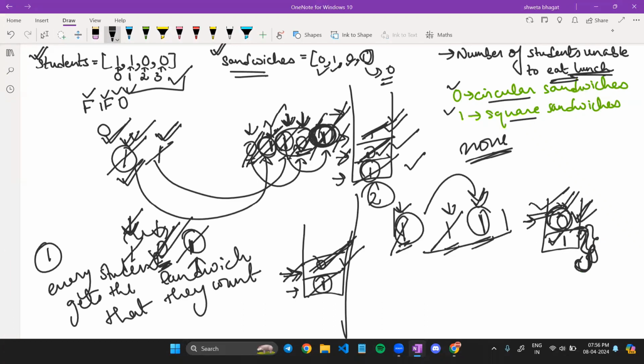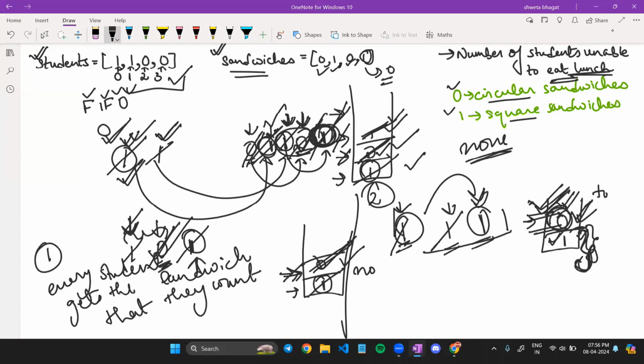But if there is no one who wants a circular sandwich, in the problem statement it's mentioned that until and unless someone wants it, we can't remove it, right? So if no one wants a circular sandwich, we can't remove it. So if no one wants the top sandwich, then none of them will be able to eat, right?